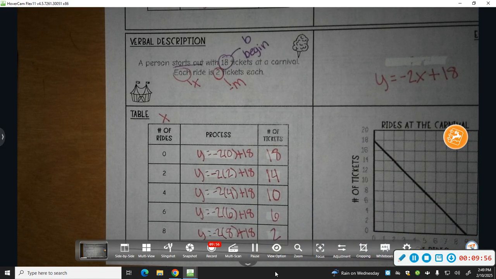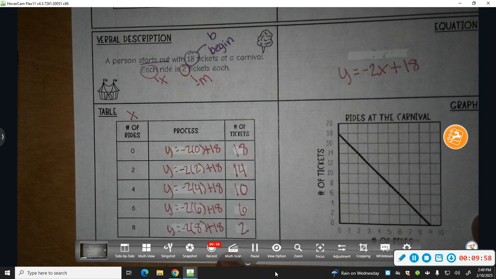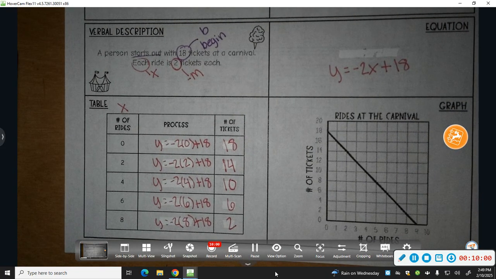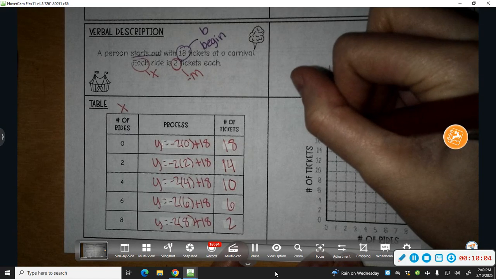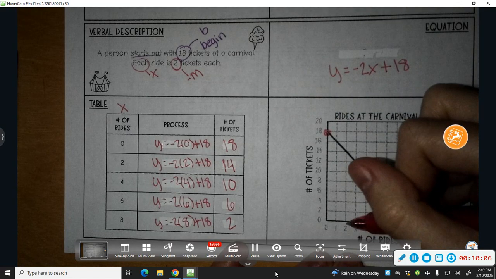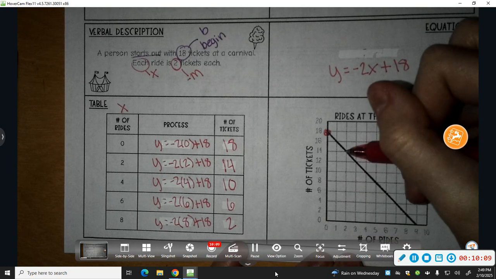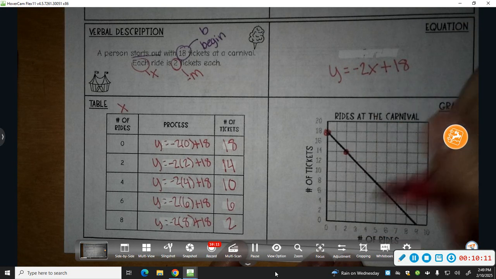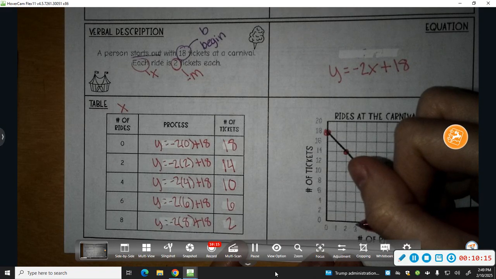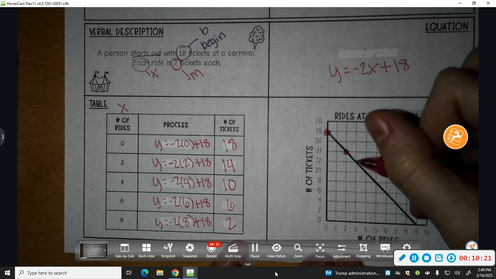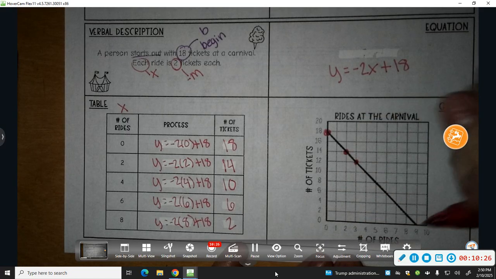Now again, they already filled in my graph over here, but I'm just going to check it and make sure I understand. So for 0 tickets, I didn't spend any, so I still have what I started with, which was 18. If I ride 2 rides, I'm going to lose 4 tickets, so I'm down to 14. 3 rides, if I plugged in 3 for x, 3 times -2 would be -6, plus 18 would be 12. Okay, so even though that wasn't in my table, I can still check it on my graph and see that it's correct.